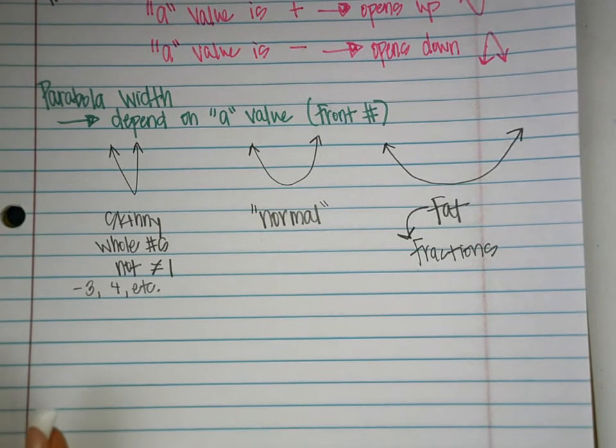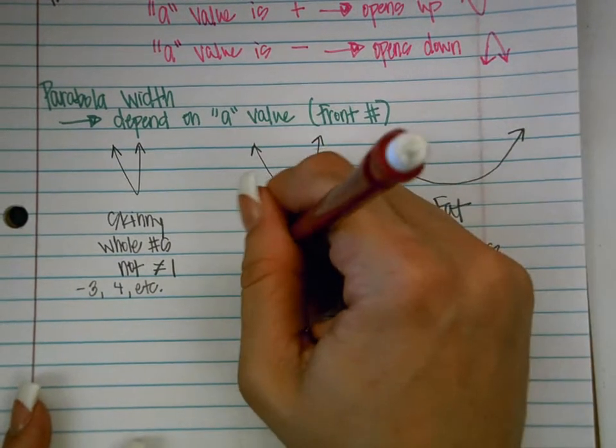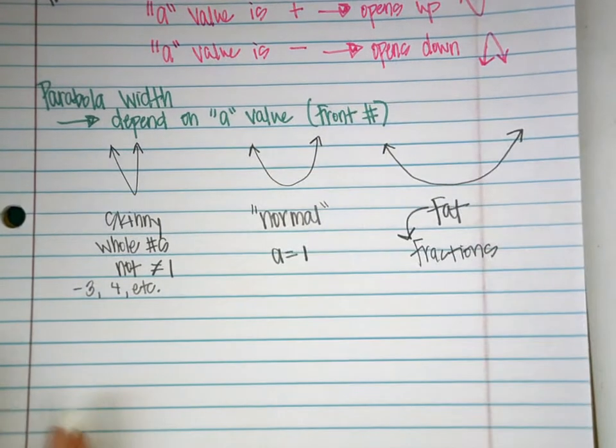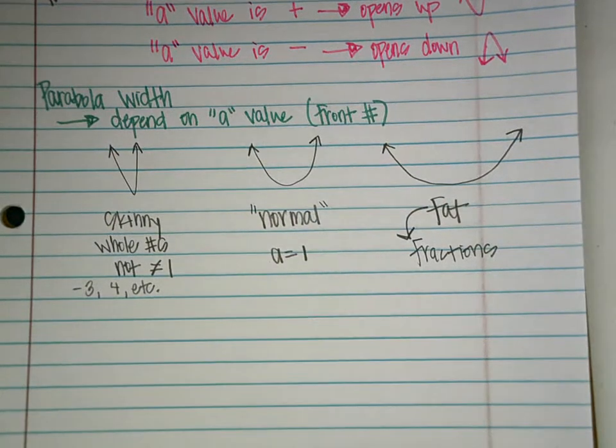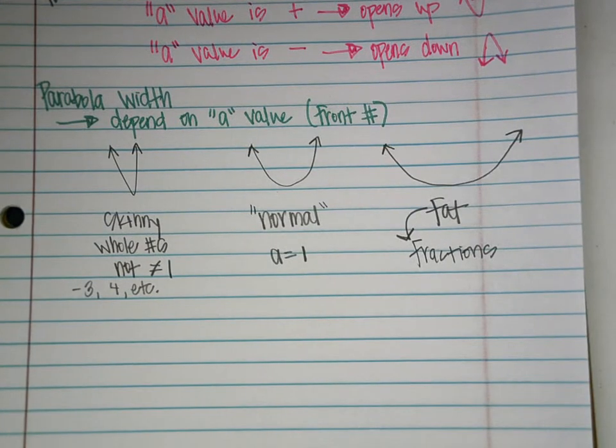A normal shaped parabola, or a normal width parabola, has an A value equal to 1. So an A value equal to 1 is a normal sized parabola. Yes, it has to be 1 or -1. It's not possible to be 0, because then it wouldn't be a parabola. I know that these are a little abstract. If I show you some examples, it makes it a little bit easier.